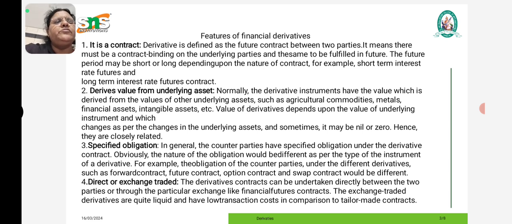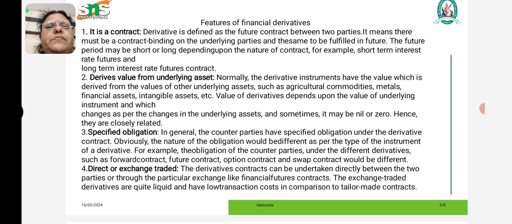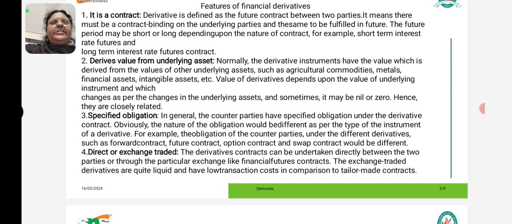The contract derives value from the underlying asset. Normally, the derivatives instrument have the value which is derived from the value of other underlying assets such as agriculture commodities, metals, financial assets, intangible assets. Value of derivative depends upon the value of the underlying instruments. Specified obligation: in general, the counterparties have specified obligation under the derivative contract. Obviously, the nature of obligation would be different as per the type of instrument of the derivative. For example, the obligation of the counterparties under the different derivatives such as forward contract, future contracts, option contracts could be different.